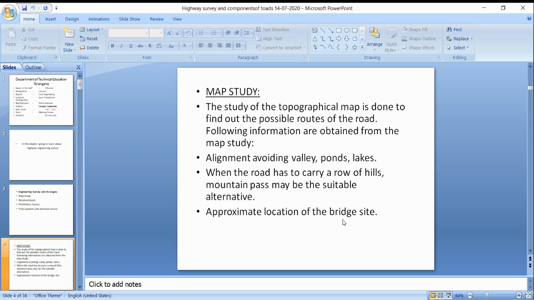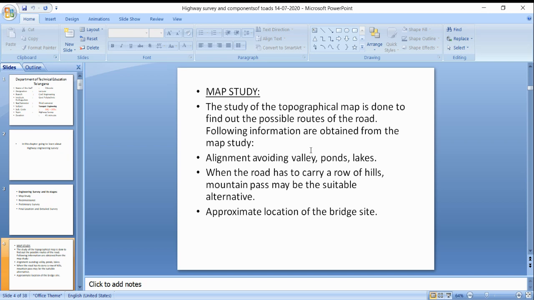We have discussed the shortest route. So, is the shortest route possible, or are there any obligatory points or control points that force us to deviate from the short route? After locating the route on the map, we then have to go to the field and see what points there require deviation.